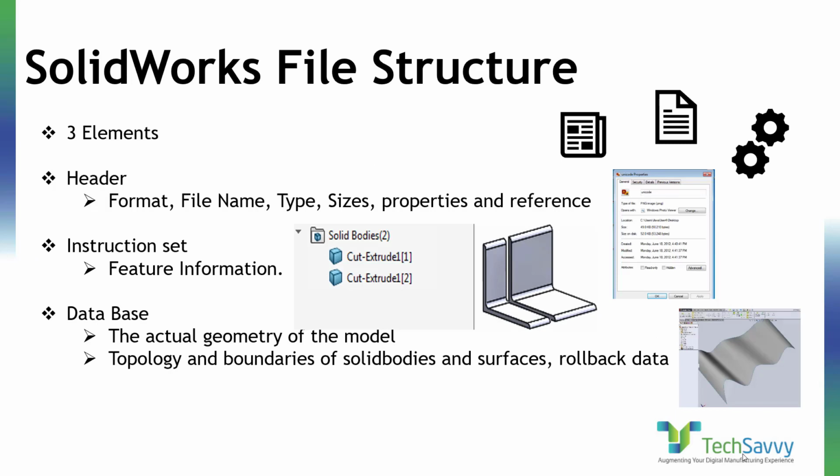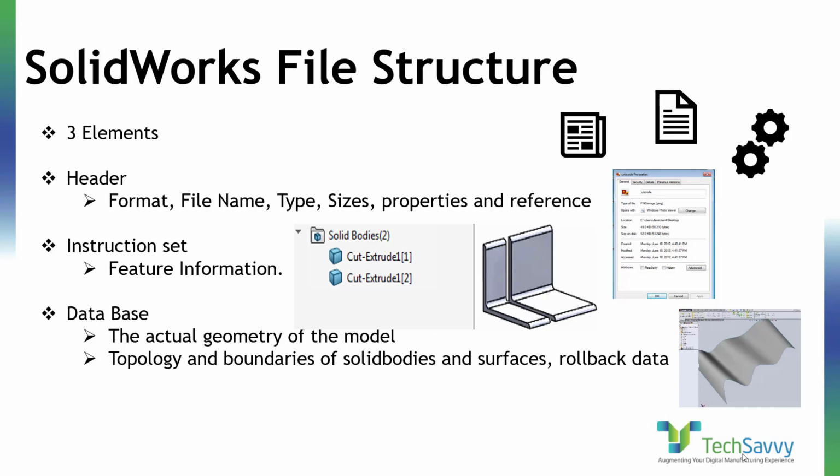Now, everyone must be aware of the SolidWorks file structure. There are 3 elements: part, assembly and drawing. In each of them there are also headers: which format it is, what the file name is, what the type of file is, what the size of the file is, what the properties are, and what the reference of the files or elements is.